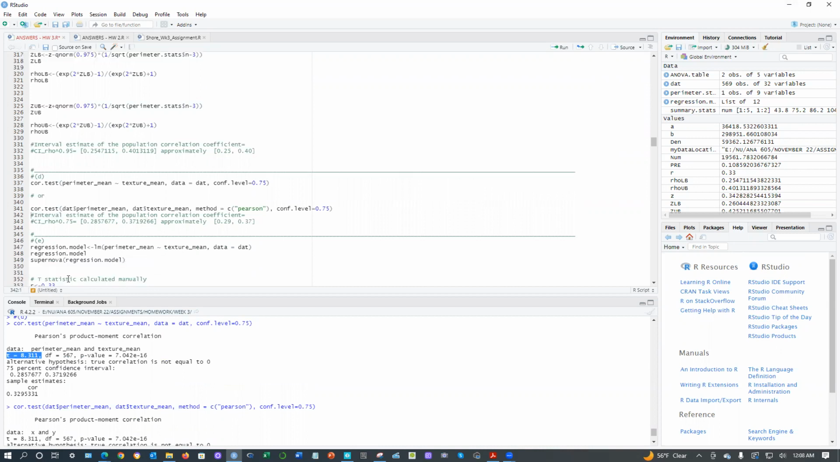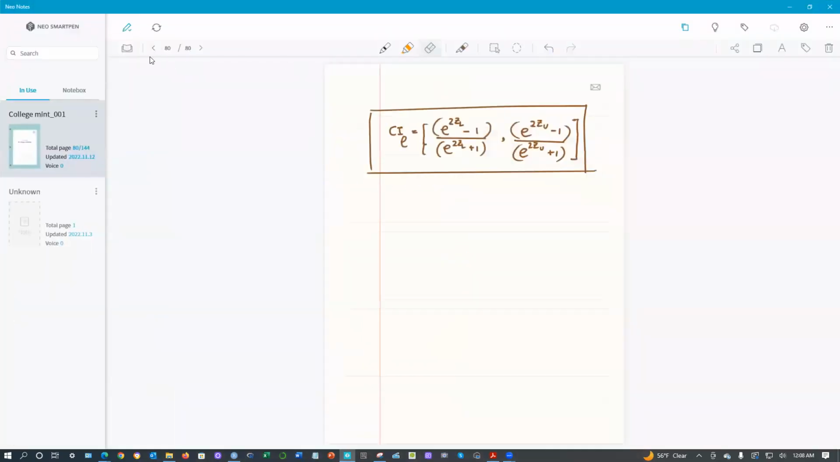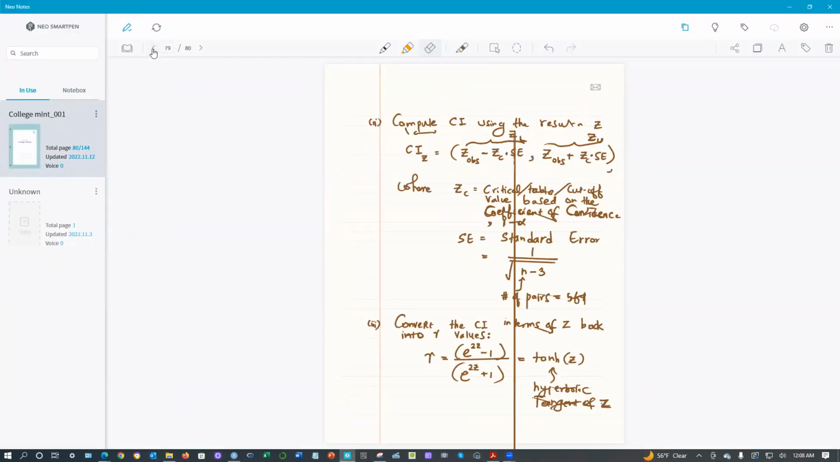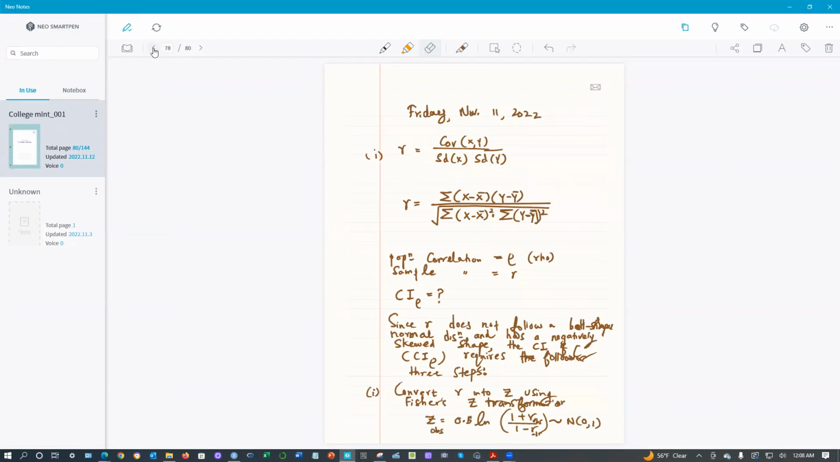Before we answer question E, they ask whether you are confident that the true population correlation could be zero. Could be zero. See? Could be zero. So I go back.